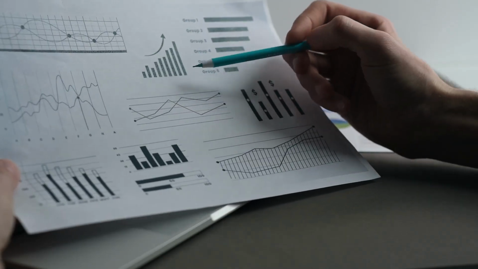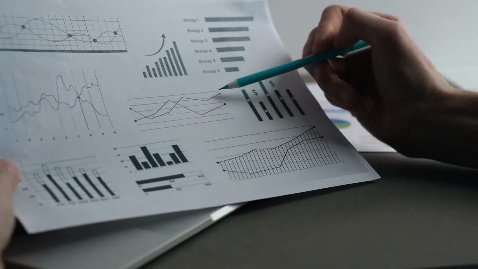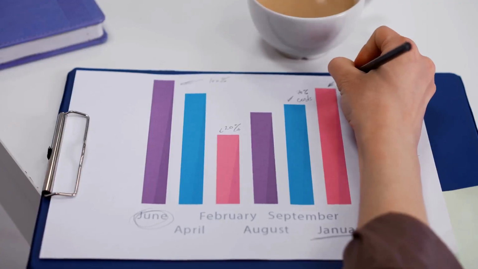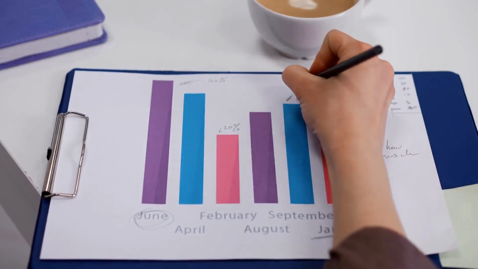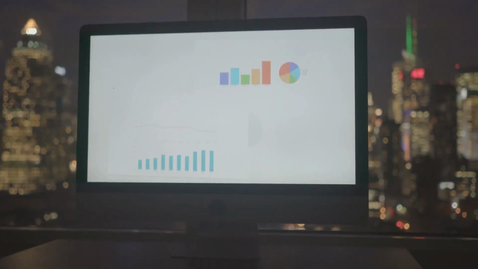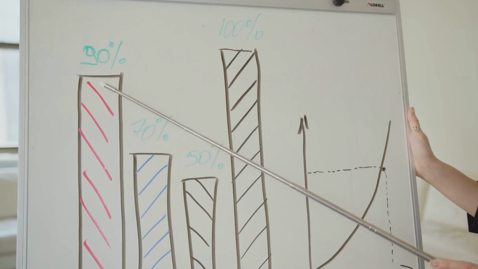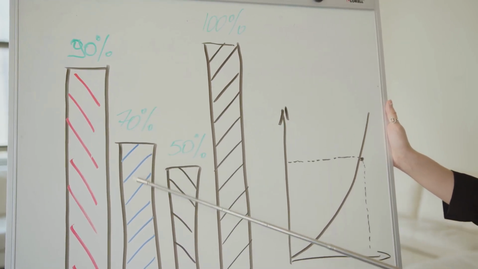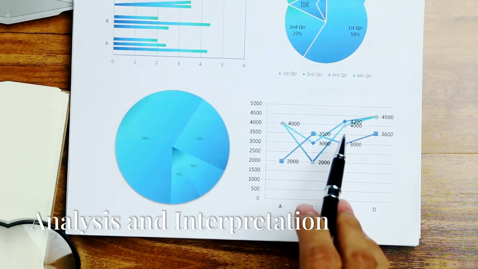Create a Pareto chart, which is a bar graph that displays the categories along the horizontal axis and their frequencies along the vertical axis. The categories are arranged in descending order of frequency, and a cumulative percentage line is added to show the cumulative contribution of each category to the total.